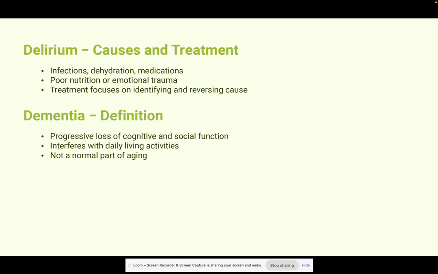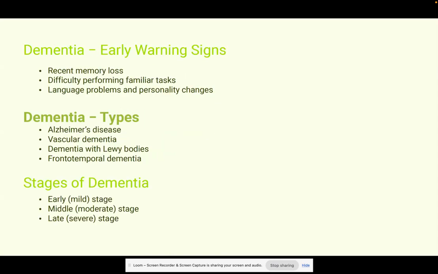Next will be dementia. When we talk about dementia, it is a progressive loss of cognitive and social functions of an individual. It actually interferes with the daily living activities of that person. And again, dementia is not a normal part of the aging process, okay? So, early warning signs of dementia: recent memory loss, difficulty performing familiar tasks, and of course, language problems and personality changes, right? So those are some of the early warning signs.